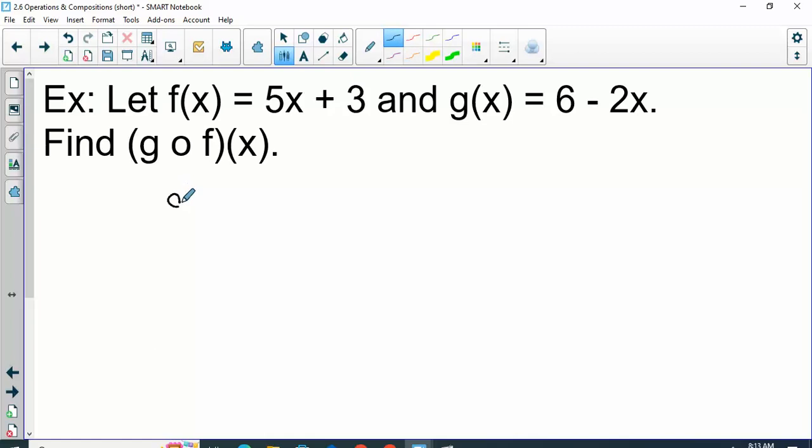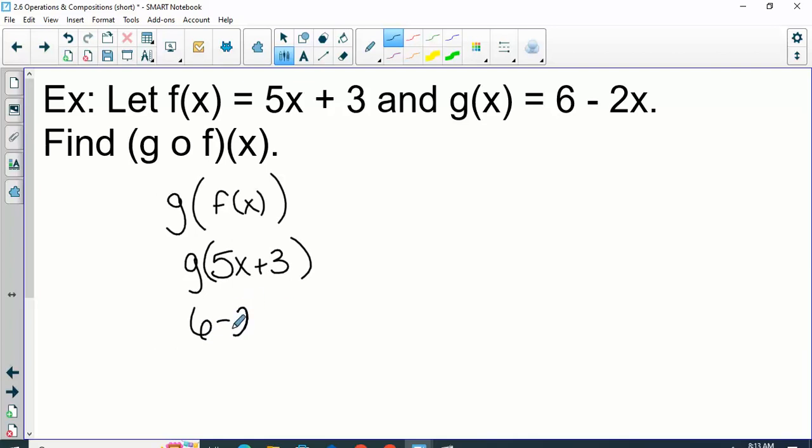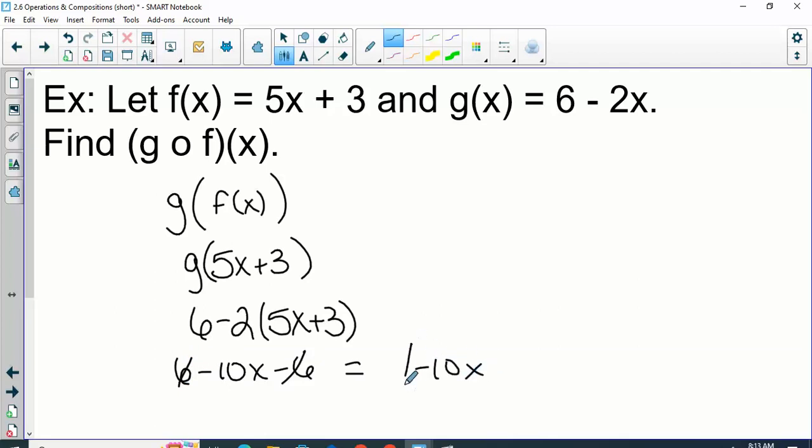So we have G of F of X. F is 5x plus 3. We put that into G, we get 6 minus 2 times (5x plus 3), which is 6 minus 10x minus 6. Let's drop and we just get a negative 10x. Looks like we did pretty well with that one. Are we okay to move on?